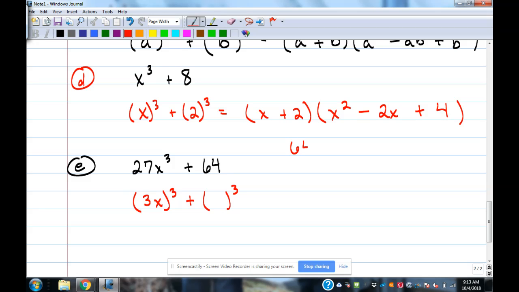3 cubed is 27. What cubed is 64? I'm going to think about what's 64. It's 8 times 8, right? 4 and 2, 4 and 2. What's 2 times 2? 4 times 4 times 4 is 64, so it's 4.